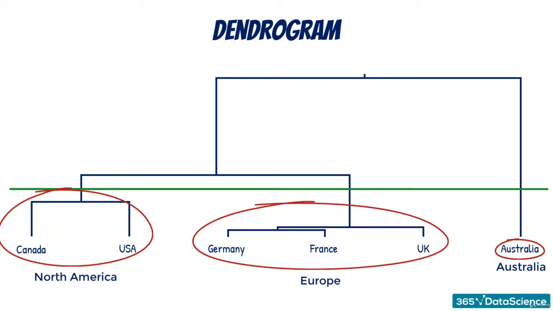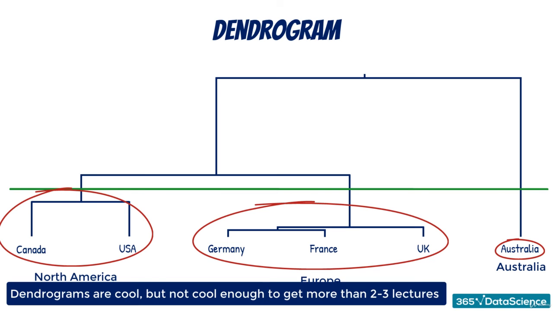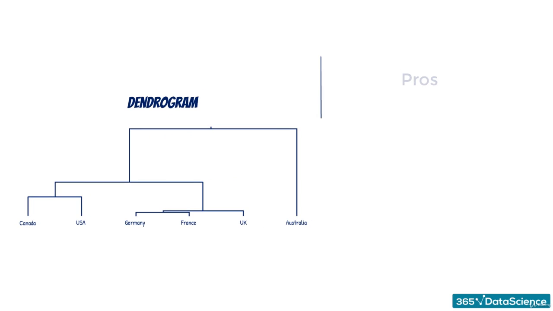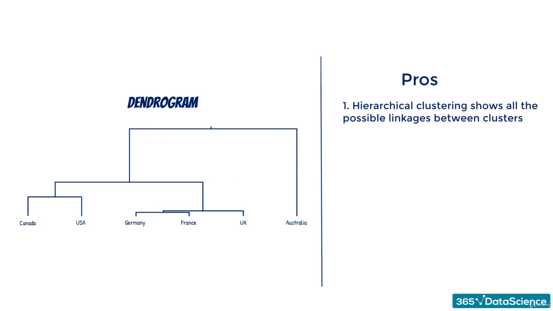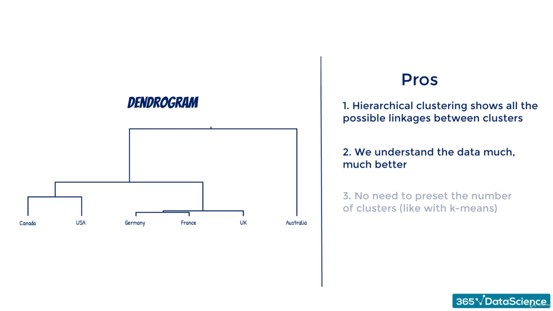Okay. When most people get acquainted with dendrograms, they like them a lot. And I presume that is the case with you, too. And indeed, they are pretty cool, but not cool enough to have more than 2 or 3 lectures in this course. Let's see some pros and cons. The biggest pro is that hierarchical clustering shows all the possible linkages between clusters. This helps us understand the data much better. Moreover, we don't need to preset the number of clusters. We just observe the dendrogram and take a decision.